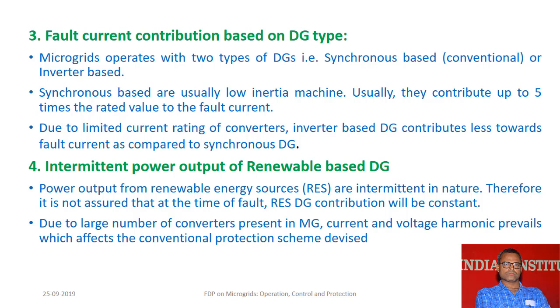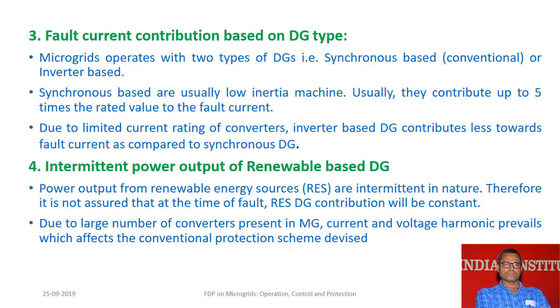So, intermittent power output of renewable based DGs, right? This is the fourth point, where the power output from the renewable energy source becomes intermittent. Sometimes it is very less, sometimes it is high, right? So if the storage is not directly grid connected, it has a different issue also, right?